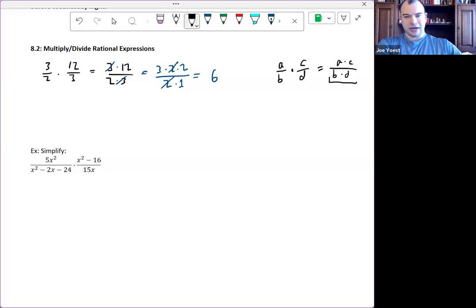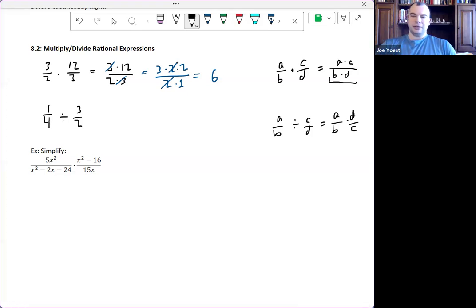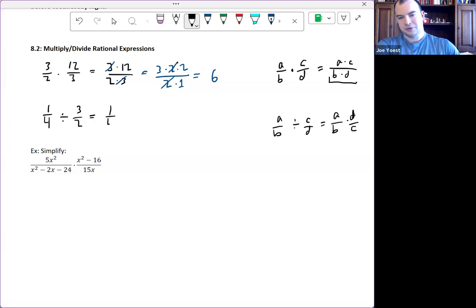Or if we're thinking about dividing fractions, if I have, say, 1/4 divided by 3/2, remember, if I have a over b divided by c over d, this is a over b times d over c. So I take my fraction that's being divided by, I invert it, and I multiply. That's going to be a times d over b times c. So this is 1/4 times the 3/2 gets inverted to 2/3 and multiplied.